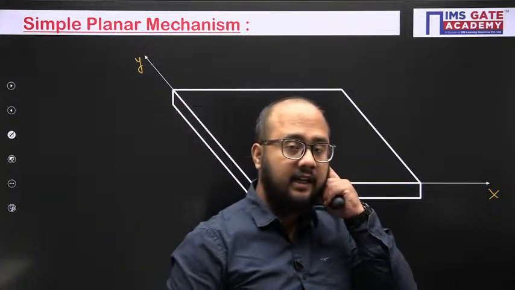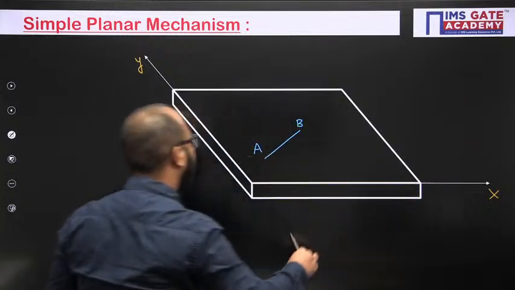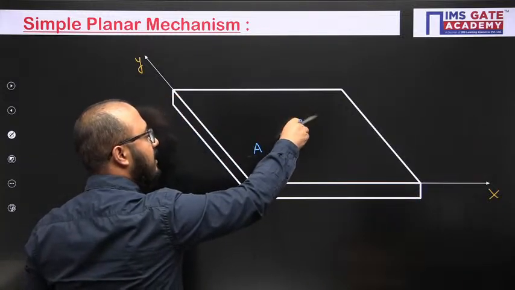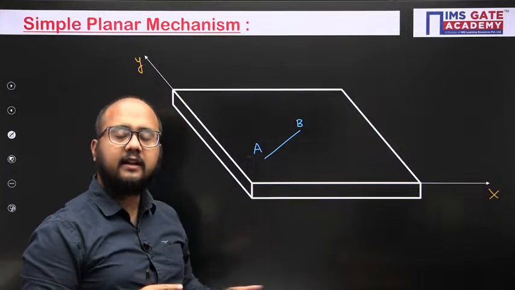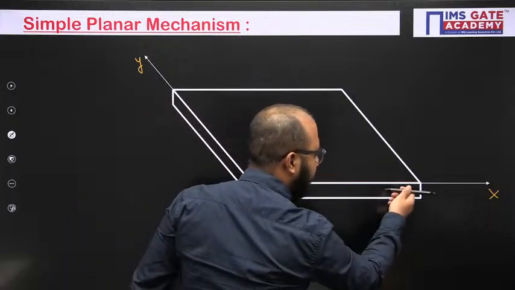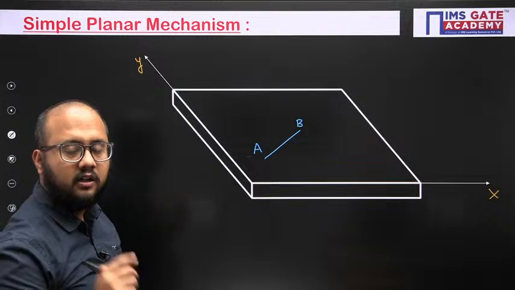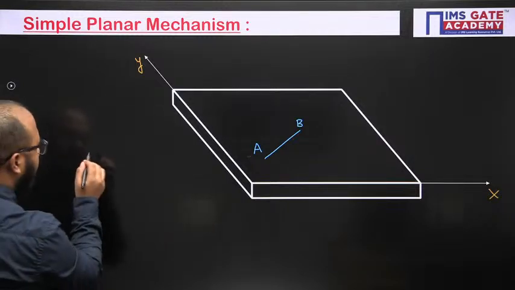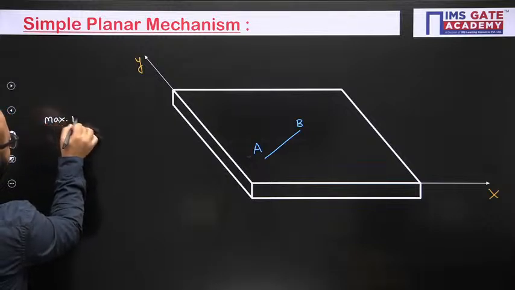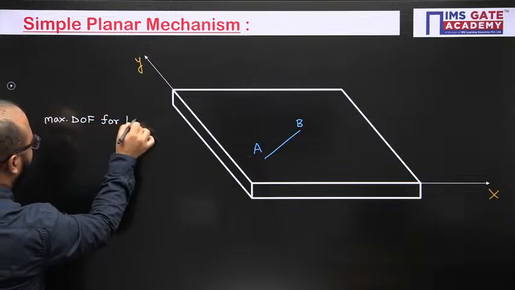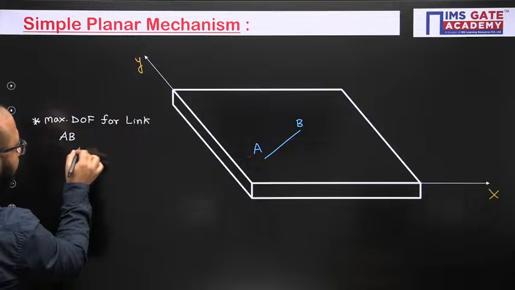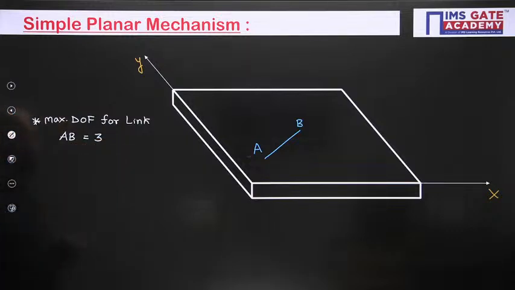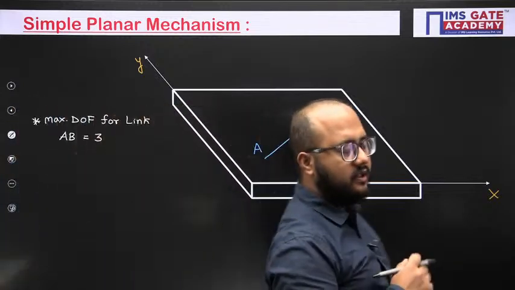3. The answer will be 3. See, the link AB can translate in the x direction, it can translate in the y direction, and it can rotate in the xy plane. One rotation is possible, because this is the xy plane. So along x, a translation; along y, another translation; and the third motion possible is rotation. So we should write here: maximum degree of freedom for link AB is 3. Is it clear, everyone?